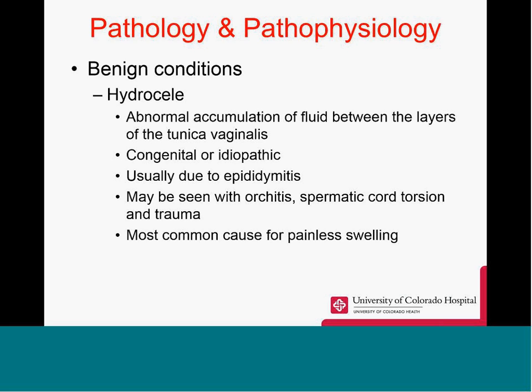Benign conditions we will cover now. First is a hydrocele. It's an abnormal accumulation of fluid between the layers of the tunica vaginalis. There's a congenital and an idiopathic type. Hydroceles are usually due to an epididymitis or an orchitis, some sort of inflammation. They can also be seen in spermatic cord torsion or trauma.